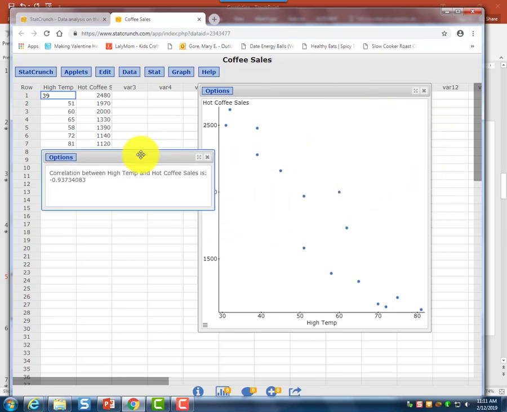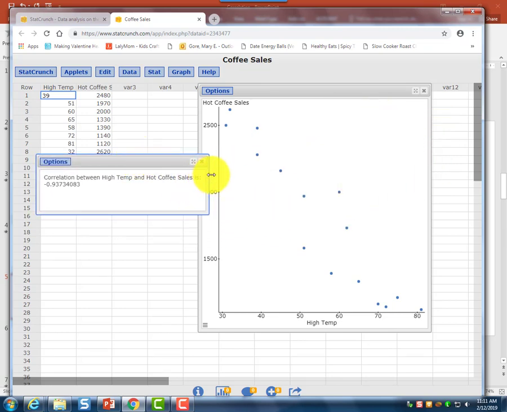So it tells us here in this pop-up box, a nice little sentence using our variable names, that the correlation between high temperature of the day and hot coffee sales is negative 0.937. So remember that. We'll come back to that in just a minute when we further define correlation, but it's a very quick calculation that can be done in StatCrunch.